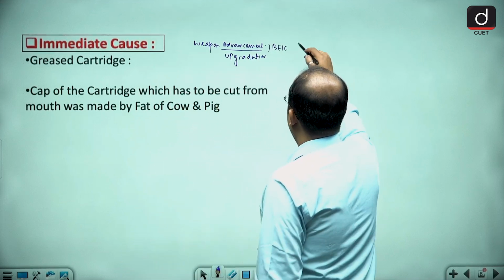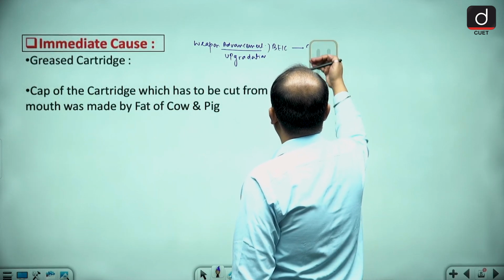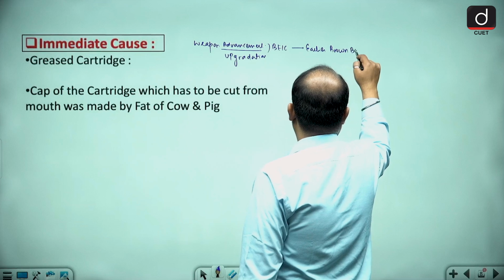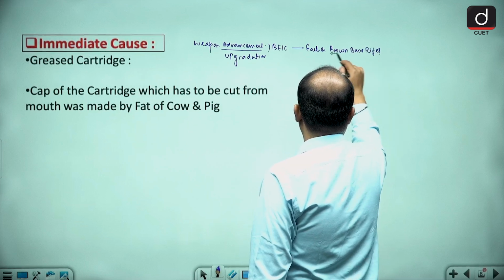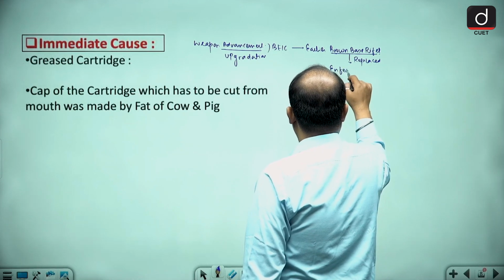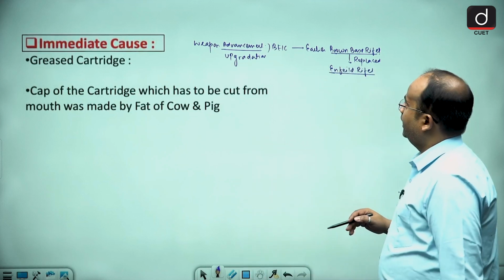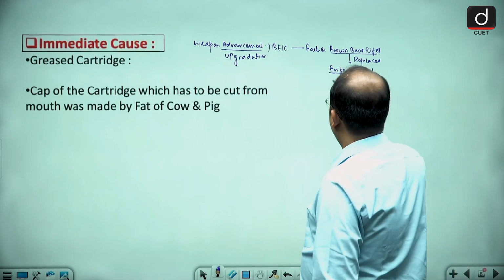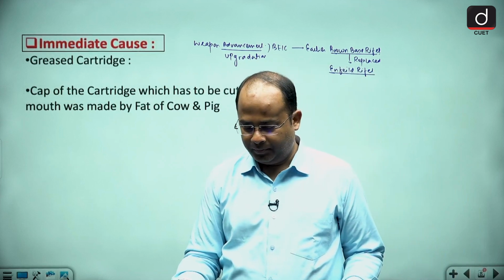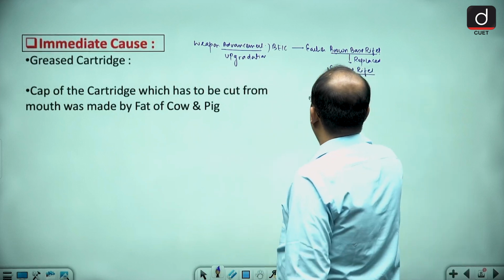And with the weapon upgradation, what happened? Earlier the Brown Bess rifle was used, and now it was replaced by the Enfield rifle. And the Enfield rifle, you will find, has a long range, longer than the Brown Bess rifle, and less recoil. So what used to happen?